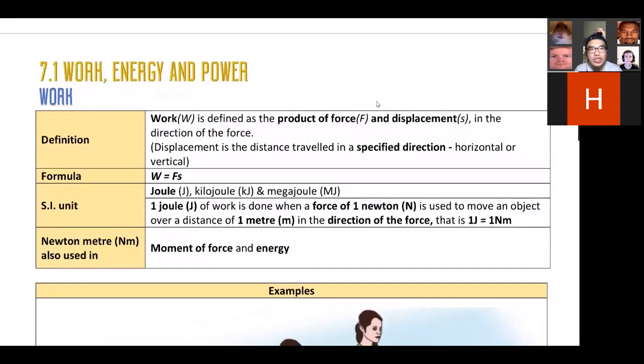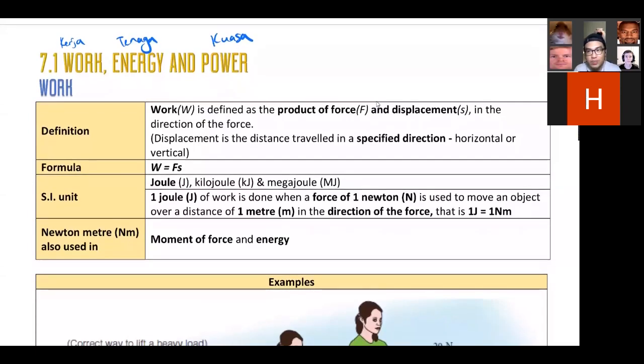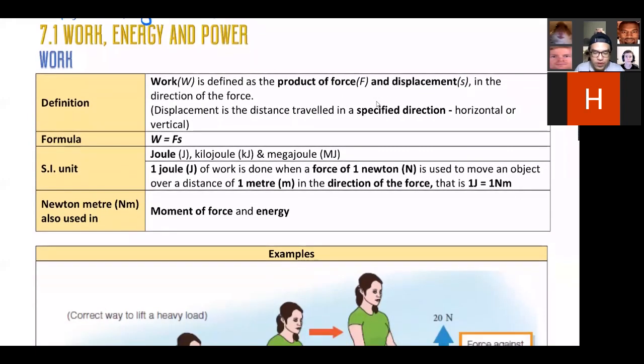7.1, work, energy, and power. So what is work? I write in BM first, which is kerja, tenaga, and kuasa. This is what we are going to learn today. So work, energy, and power, basically calculation. Let's look at work first.